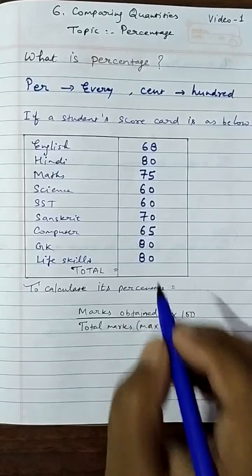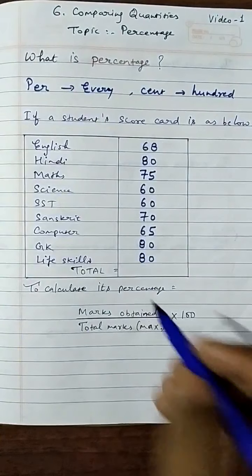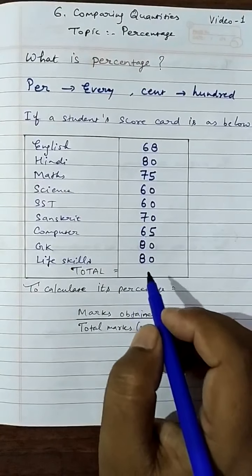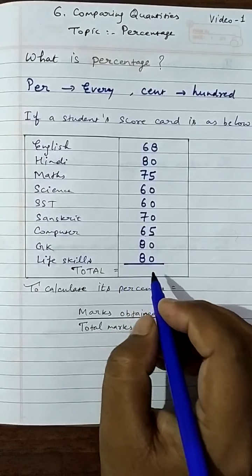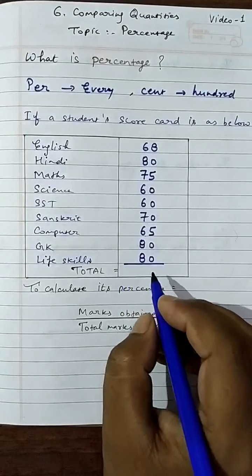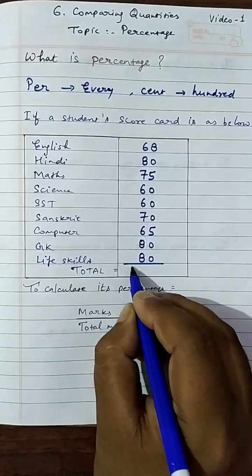Then how can we calculate its percentage? First we will sum up these scores. On calculating these scores, the sum is 638.